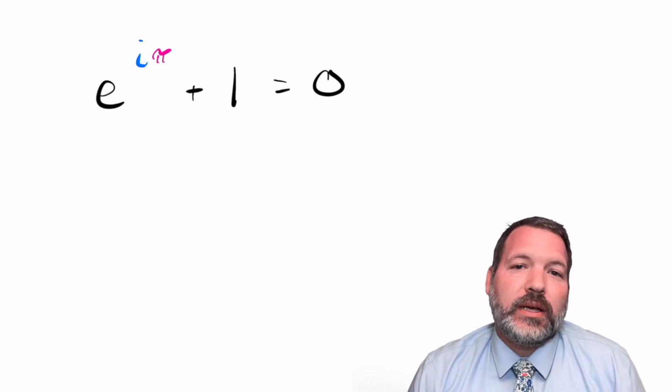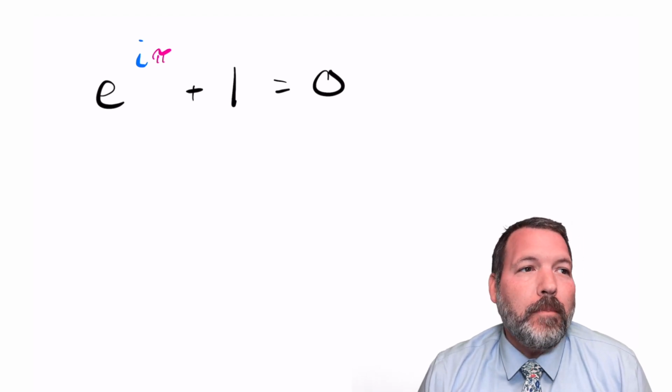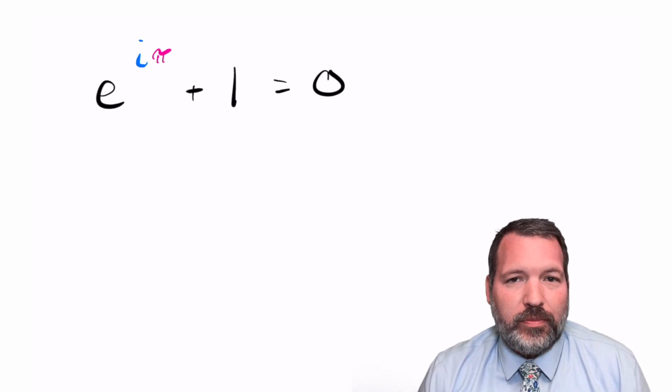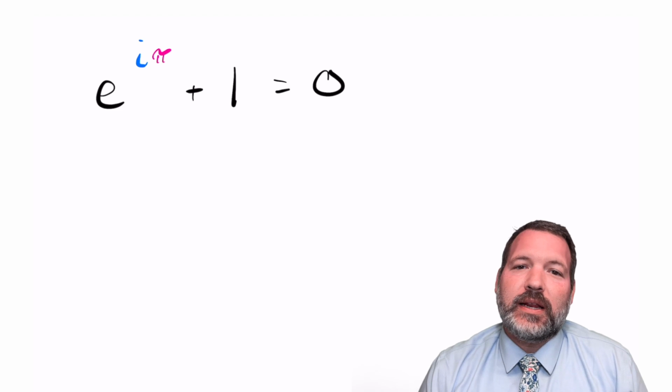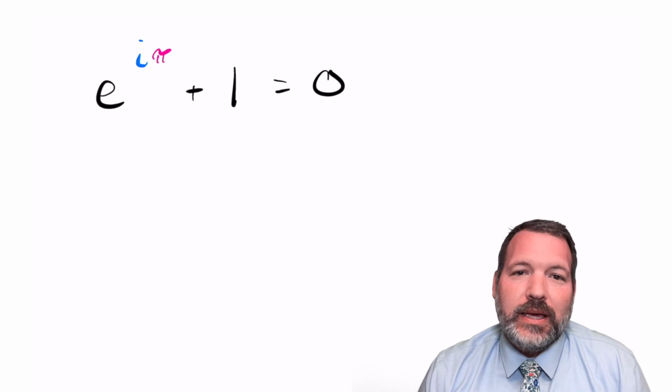Hey, I'm going to be taking a look throughout the week at what has been called the most beautiful formula in mathematics. Most beautiful identity that there is. Euler's identity, e to the i pi plus 1 equals 0.